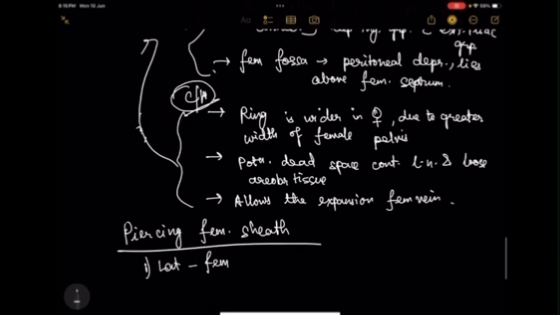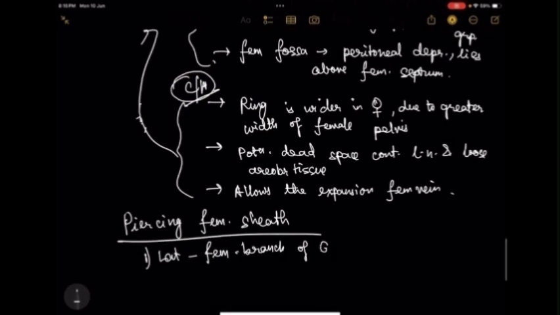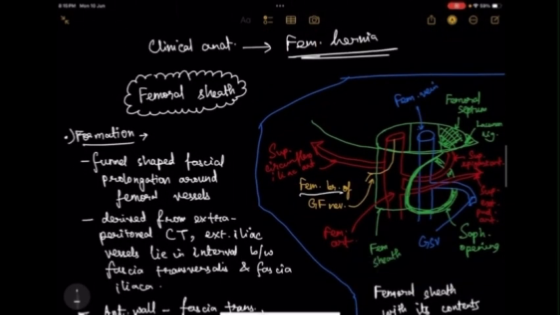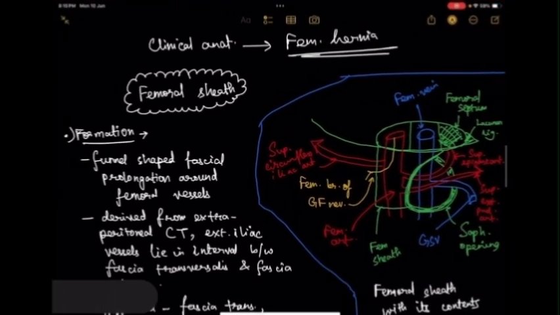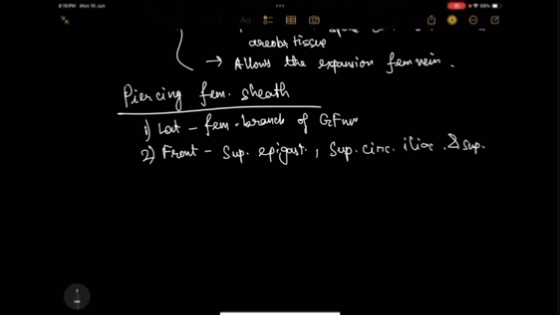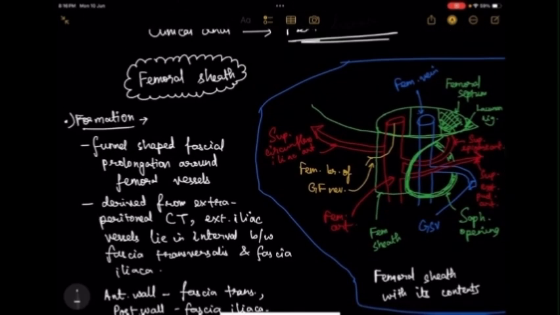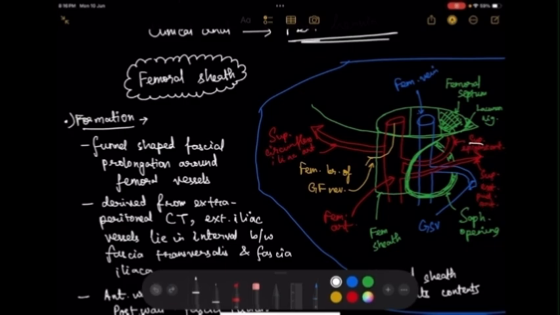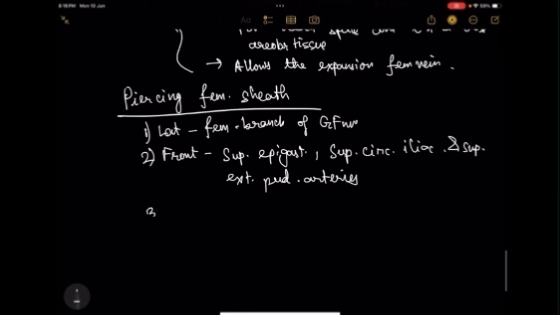So laterally, the femoral branch of the genitofemoral nerve. Let's have a look. Here you can see the femoral branch of the genitofemoral nerve. Then in front, superficial epigastric, superficial circumflex iliac, and superficial external pudendal arteries. Let's have a look at them also. Superficial epigastric is not superior epigastric, it's superficial epigastric. Then superficial circumflex iliac artery and superficial external pudendal artery. These three arteries. Third is medial, the great saphenous vein.